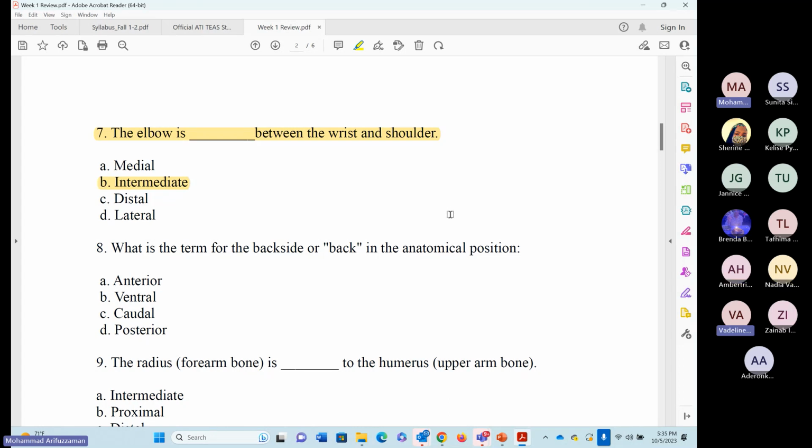Medial means towards the midline. Lateral means away from the midline. So that's why it is not medial. The elbow is between the wrist and the shoulder, so it is intermediate.